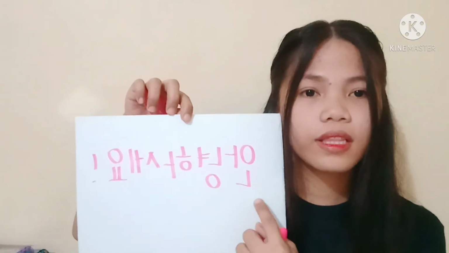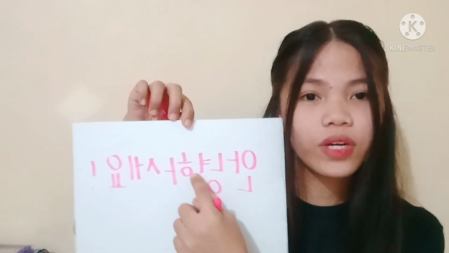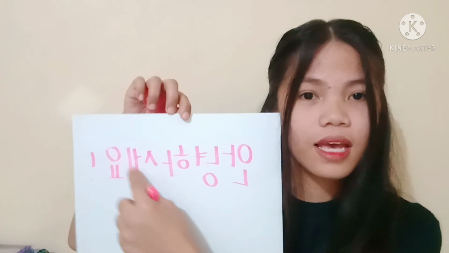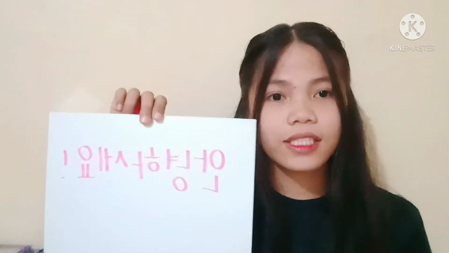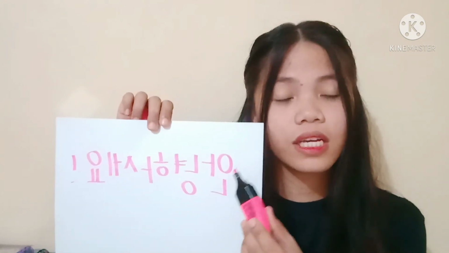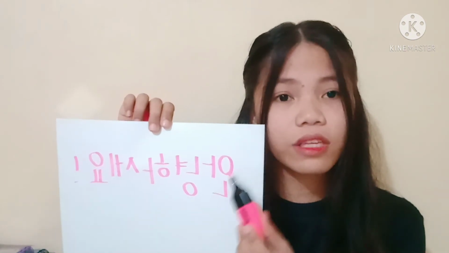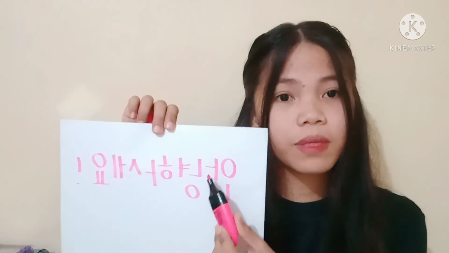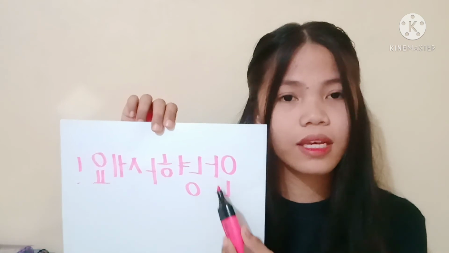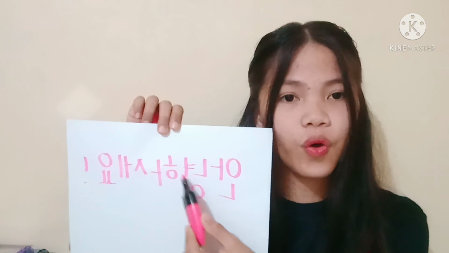This is the word in Korean. An, nyong, ha, se, yo. Okay, kung i-romanize natin yan, guys, ito, wala tong sound. This is the initial consonant. Pero dahil initial siya, wala tong sound. Automatic, katabi niya, vowels. This is A. This is N. N. Yo.